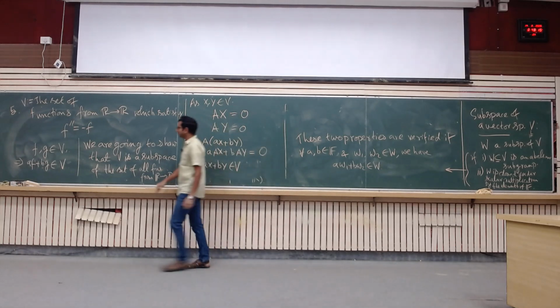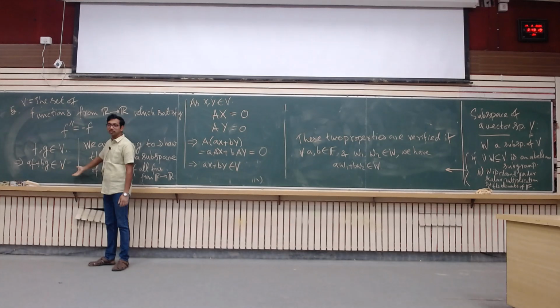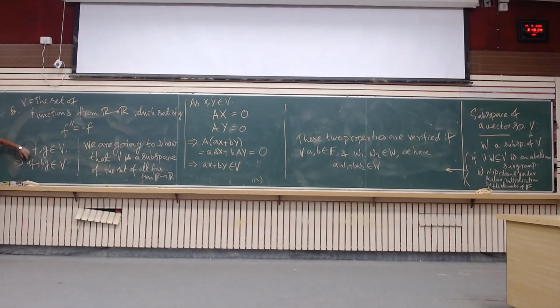And this is rather trivial, from the properties of differentiation, right? So you differentiate this entire thing twice, and you get A F double dash plus B G double dash. And F double dash you know is minus F, and G double dash you know is minus G. So A F double dash plus B G double dash should be minus AF minus BG. So this will also satisfy this equation.